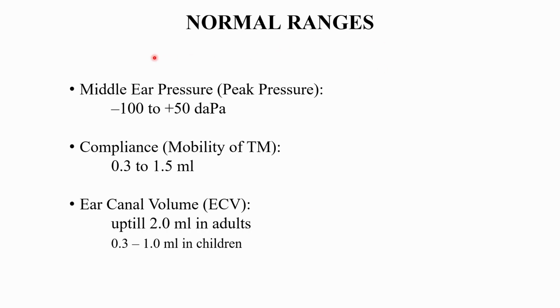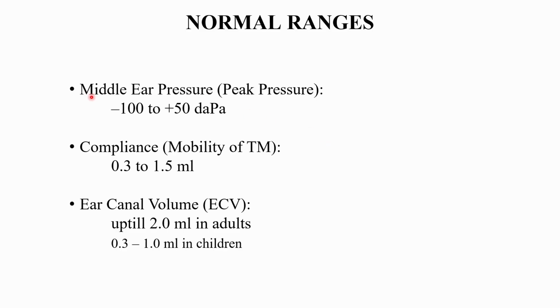These are the normal ranges. Whenever we plot a graph, which I'll show you in the next slide, there are certain parameters which you have to observe: the pressure, the mobility, and the external canal volume. And you must memorize their normal values to pick up the abnormality.